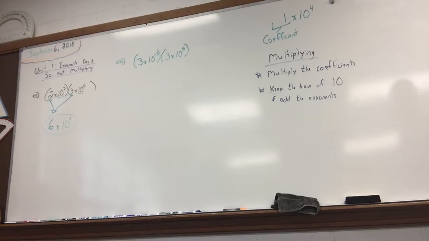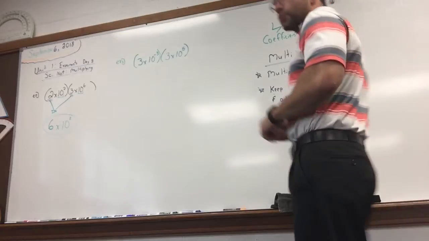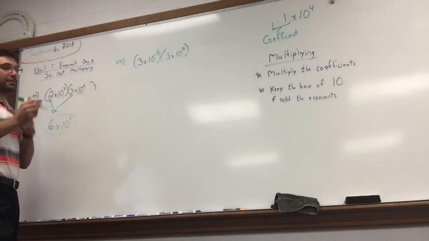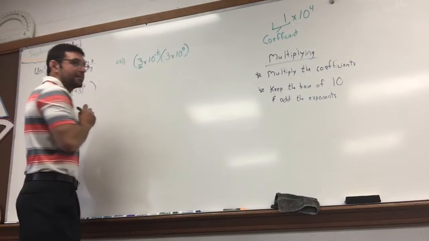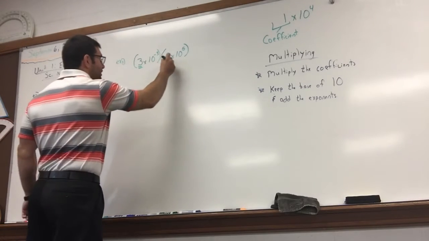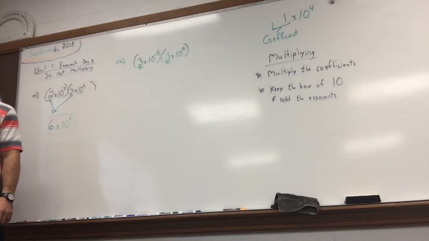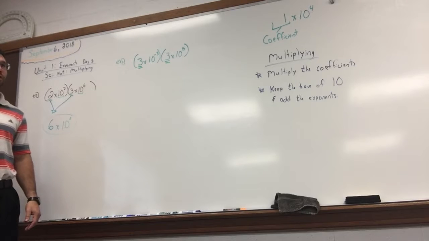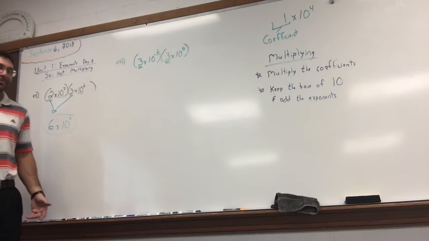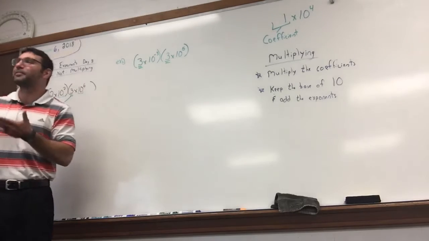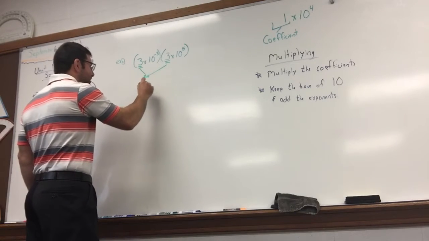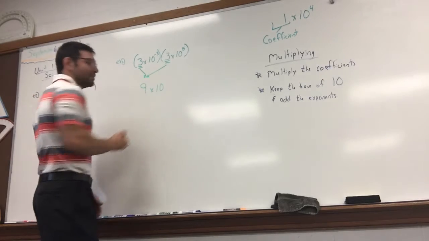Okay. So, Brooklyn, what are my coefficients? 3 and 3. Why does everybody sound confused? 3? Come on, Brooklyn, you're smart. Have confidence. Say 3, Mr. H. It's 3. My coefficients are 3. So we're going to do 3 times 3, which is 9, times 10, because we're going to keep that base.